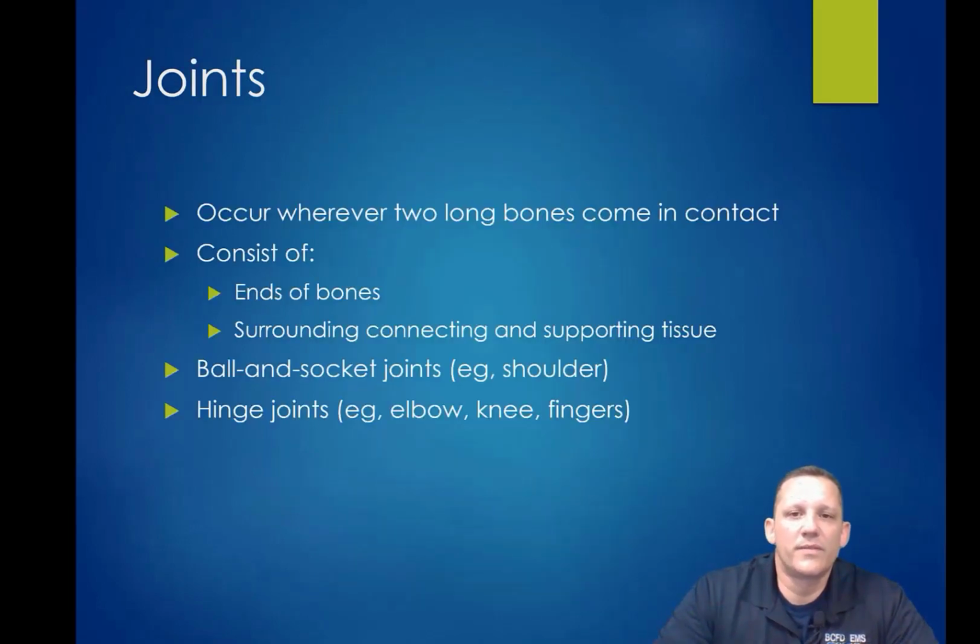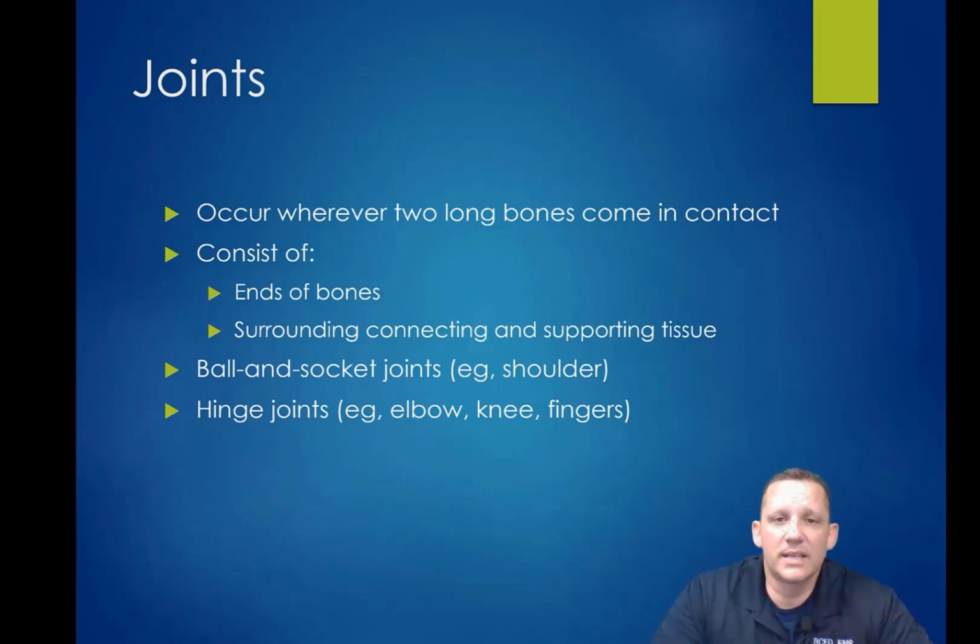So joints occur wherever two bones come into contact. It's the ends of bones again, right? And there's connective and supporting tissue. And we have several types of joints, right? So we have ball and socket joints, and then we have hinge joints. And most of these you can see. If we have a great need for articulation, it's going to be a ball and socket joint, which is going to be the shoulder, which is one of the more complex and most robust in terms of range of motion.